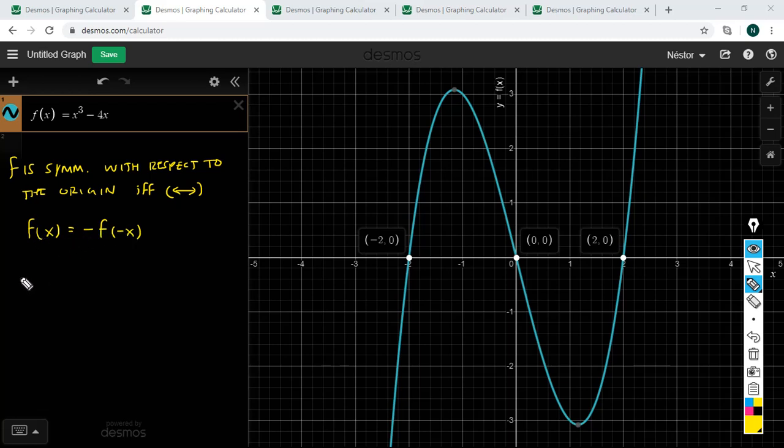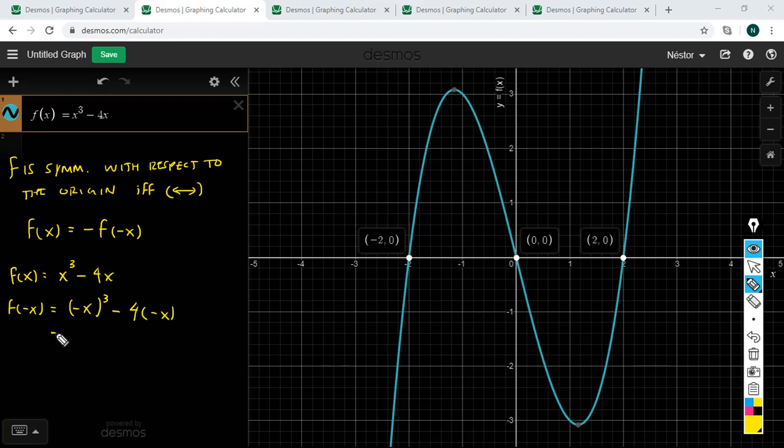So let's see. How much is f of x? Let's write it here. F of x is equal to x cubed minus 4x. Fine. And how much is f of minus x? Let's first calculate f of minus x. So I have the function here, and I'm going to evaluate it at minus x. Minus 4 times minus x. Okay, this is f of minus x, all of this.